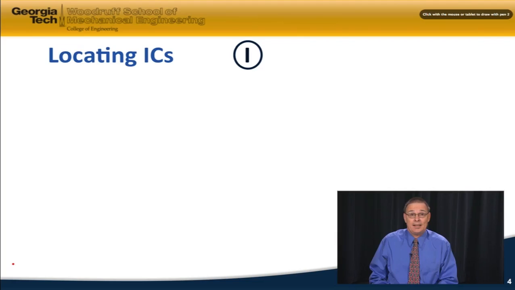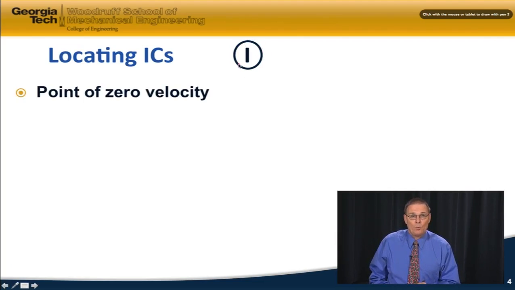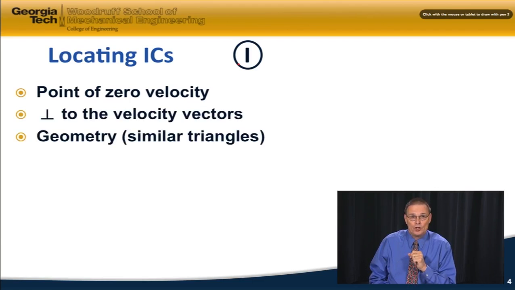In locating the ICs, I'll use this symbol I with a circle around it, and we'll have three techniques that I'm going to teach you on how to locate it. One is to look for a point of zero velocity on a body. Another is to look at the perpendiculars to the velocity vectors on a body, or to use geometry and similar triangles to find the IC.